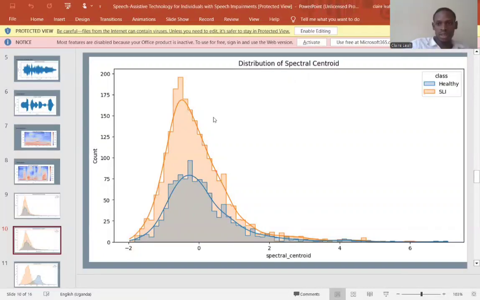So when you look at the patients who are sick, the SLI, and the healthy patients, these are children, the healthy children and the sick children, you realize that the sick children have a very high spectral centroid as compared to the healthy children. The healthy children have a low spectral centroid, and the sick children have a high spectral centroid. So that is it about the data set in the spectral centroid.